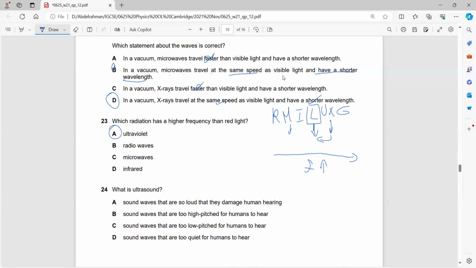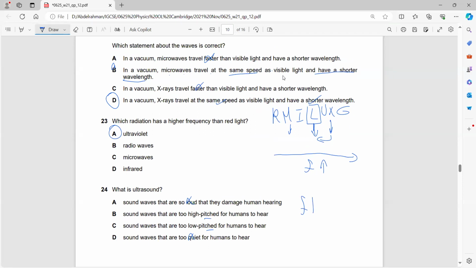What is ultrasound? Sound waves that are too loud, too high pitched, too low pitched, too quiet for humans to hear. It's not about the loudness of the sound. It's about the pitch.